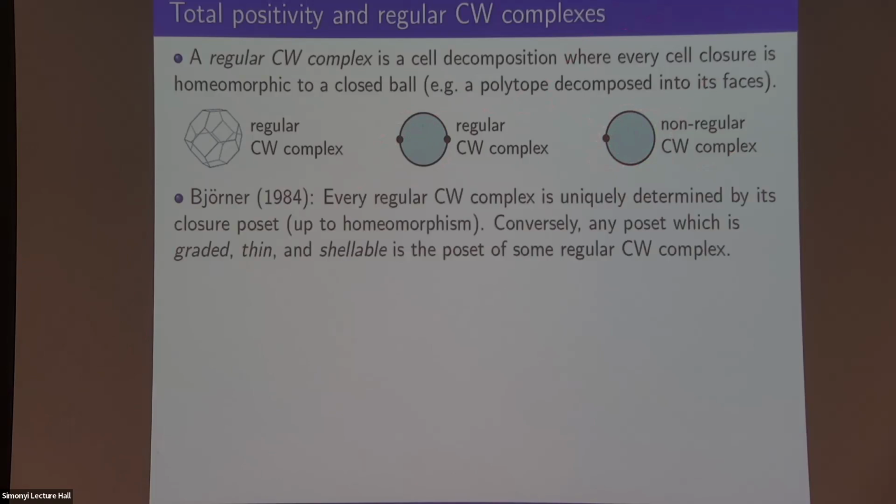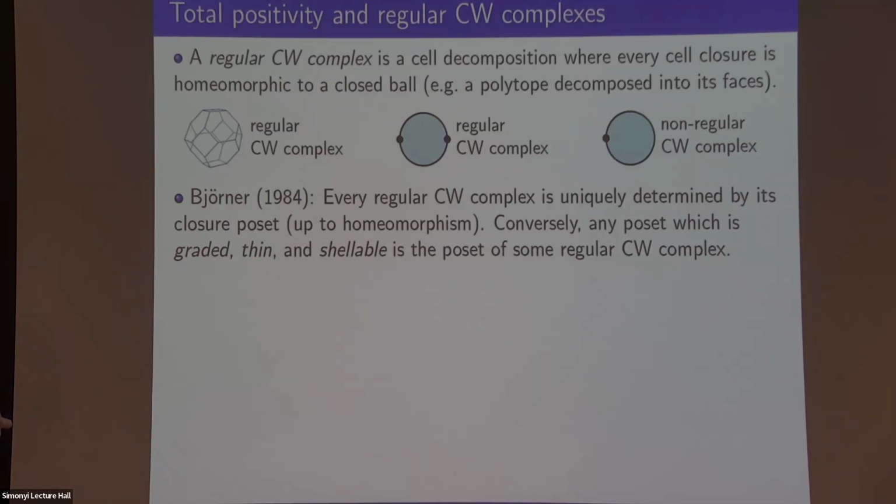So why should we care about these? So Björner showed that regular CW complexes are combinatorial objects. So they're uniquely determined up to homeomorphism by the closure poset. So this is the poset which tells us when one cell is in the closure of another. And basically why that is, the poset just tells you recursively how to build up your regular CW complex by gluing closed balls, and then how to do the gluing onto your existing skeleton.